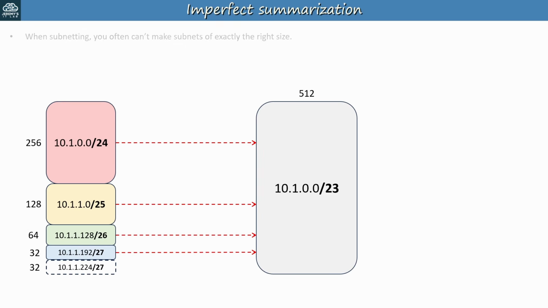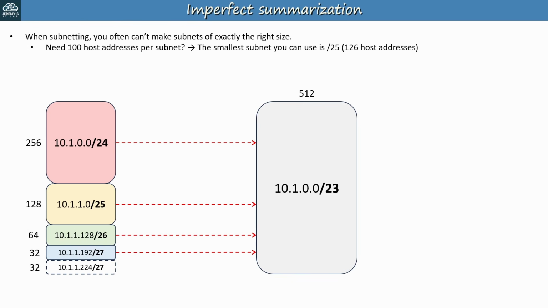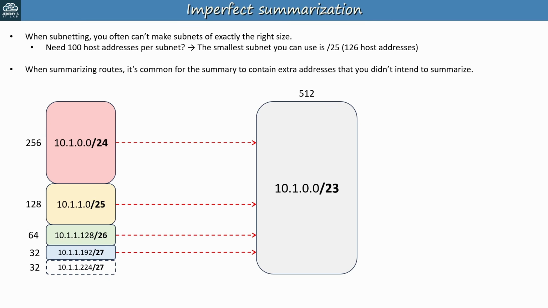Think back to subnetting. When subnetting, you often can't make subnets of exactly the right size. For example, if you need 100 host addresses per subnet, the smallest subnet you can use is /25, which gives 126 host addresses. That's just how power of 2 math works. If you used /26, you get 62 host addresses, which is too few. Similarly, when summarizing routes, it's common for the summary to contain extra addresses that you didn't intend to summarize. In other words, an imperfect summary.